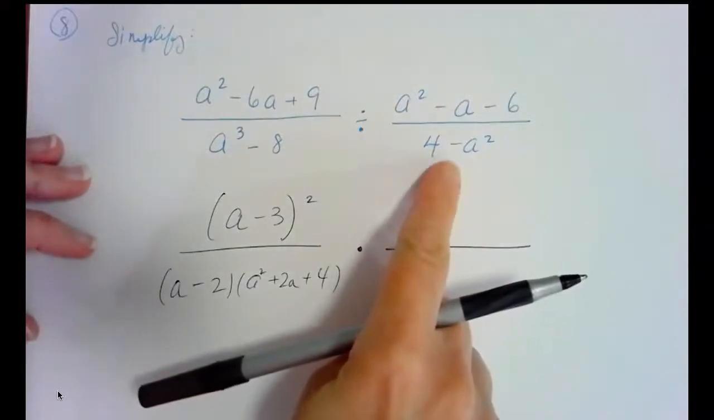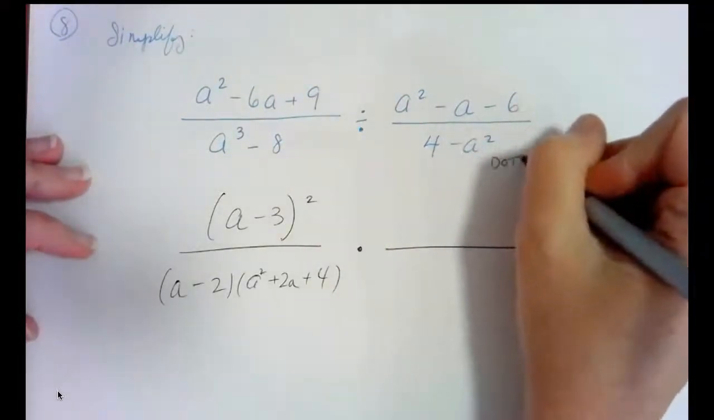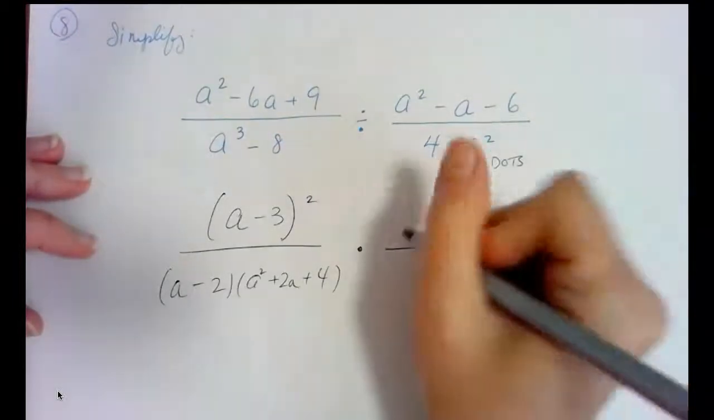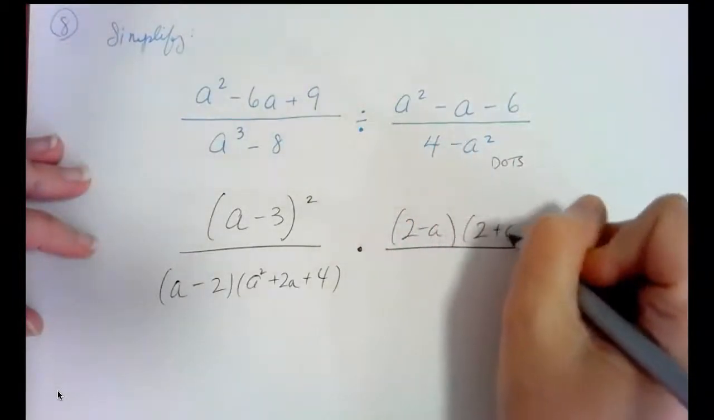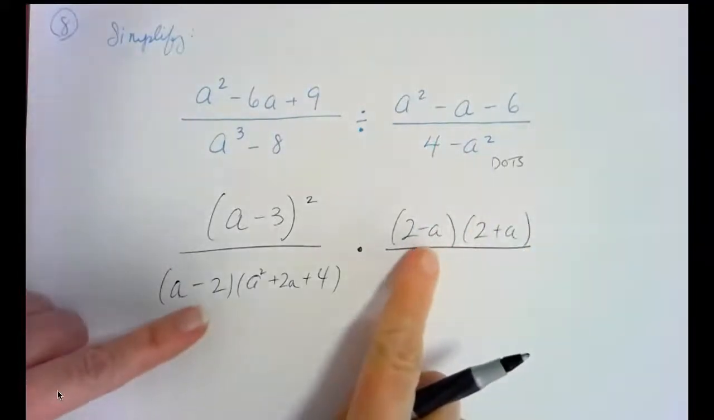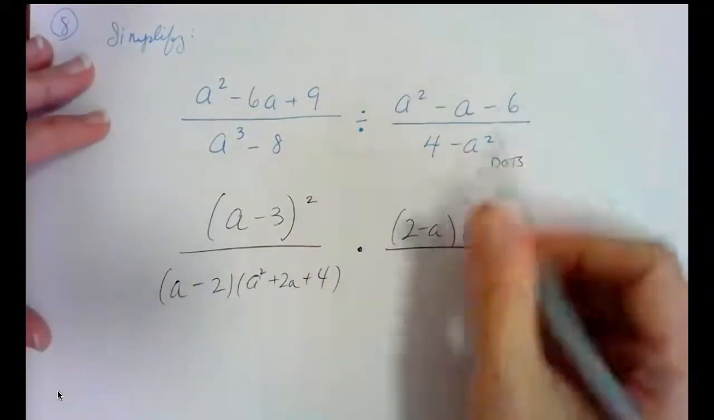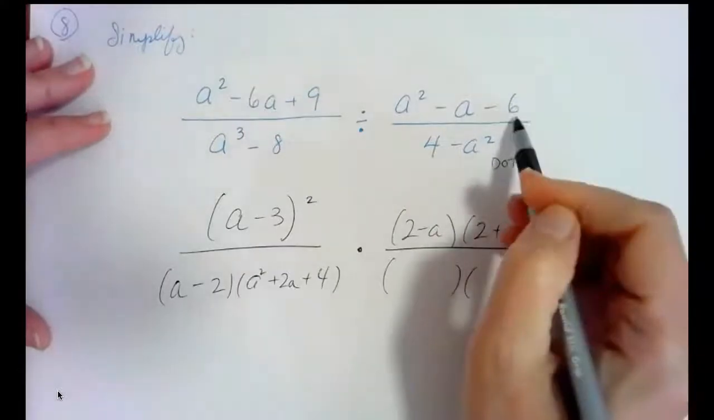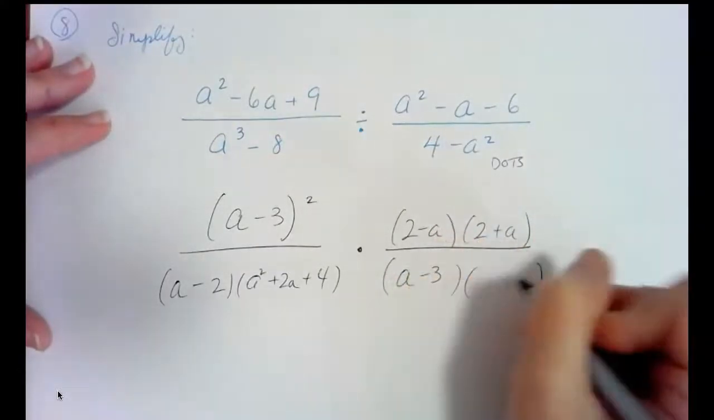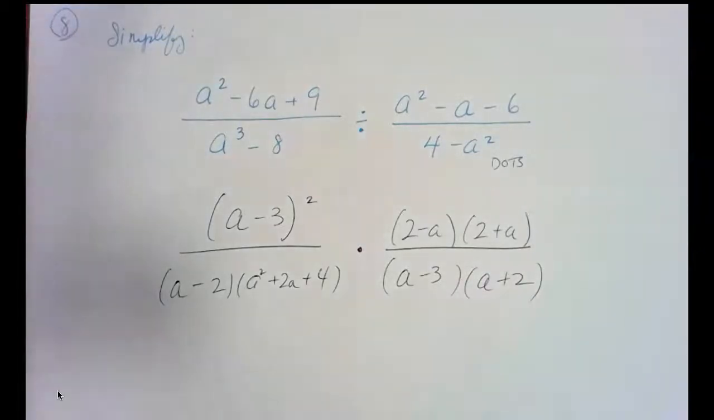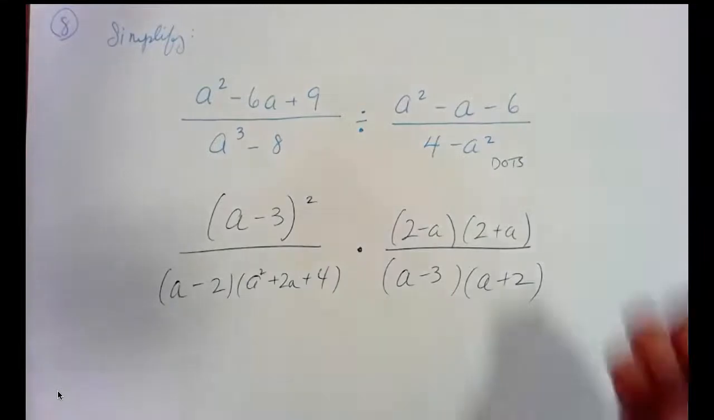Look at the denominator here. It is the difference of squares, difference of two squares, the DOTS. So that's 2 minus a times 2 plus a. We talked about this situation in class. To the bottom, factors of negative 6 that add up to negative 1, a minus 3, a plus 2. Everything is factored. Now we can cancel.